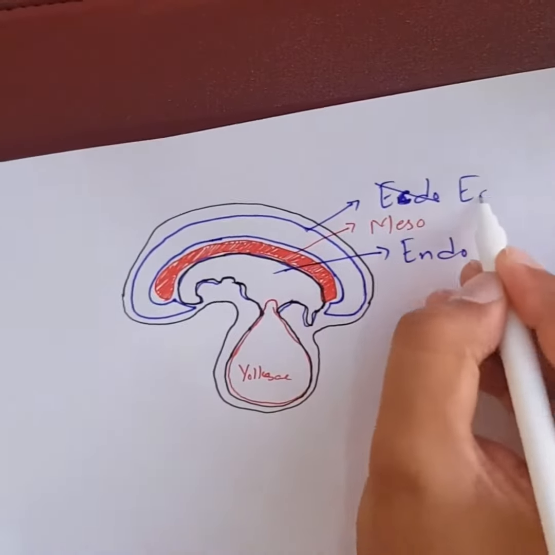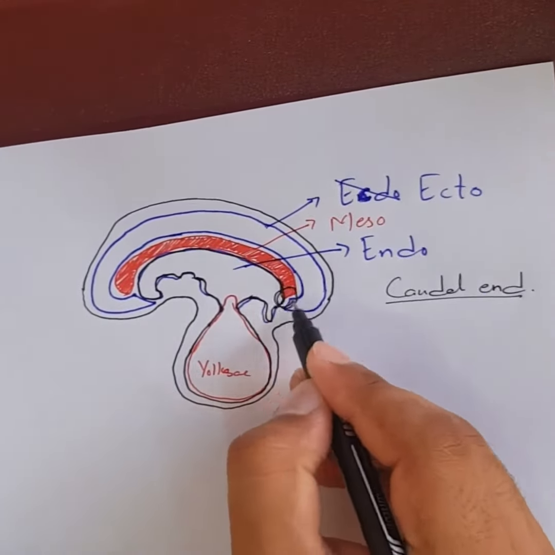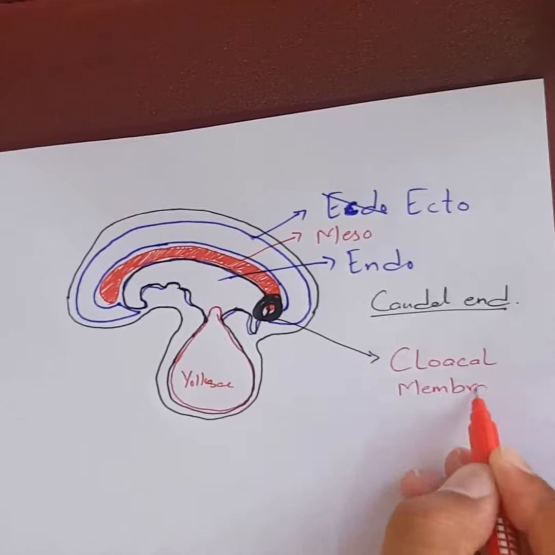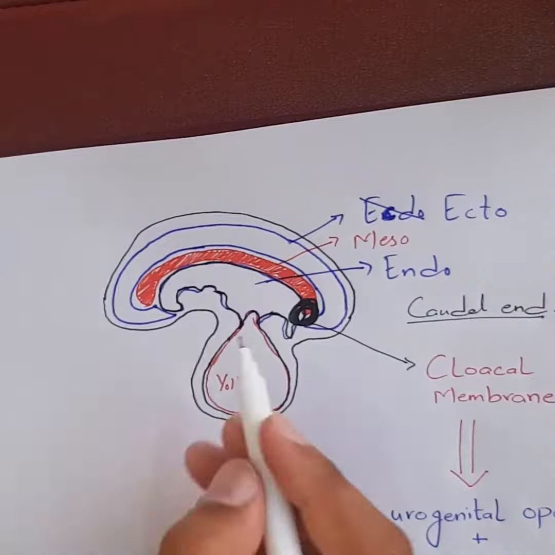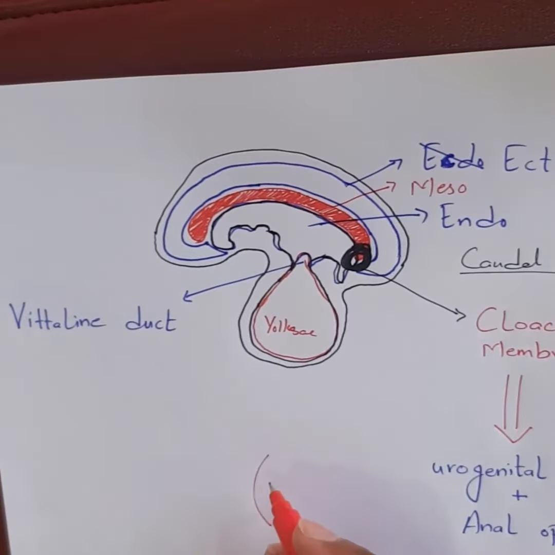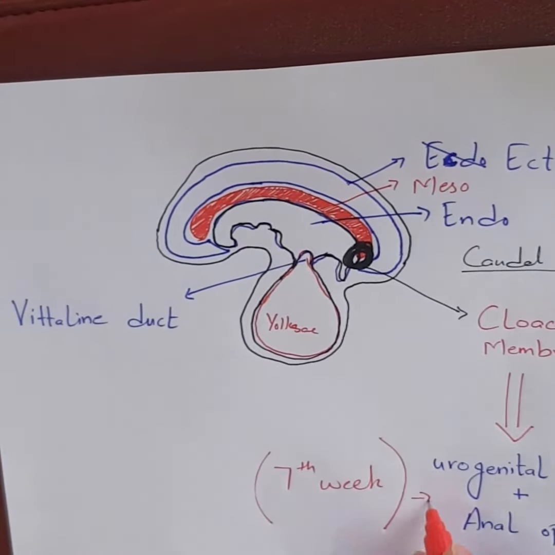The hindgut, which is part of the caudal end, is temporarily closed by the cloacal membrane, which ruptures during the seventh week to form the anal and the urogenital openings. Also, the connection of the yolk sac to the endoderm narrows into a stalk known as the vitelline duct.